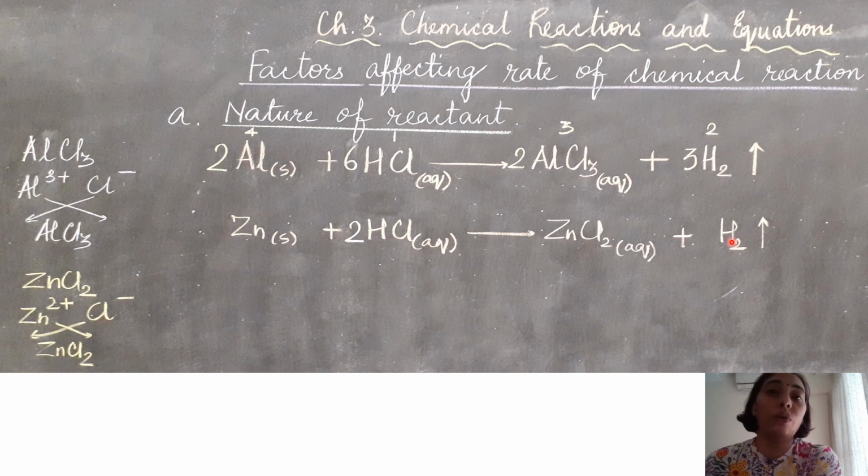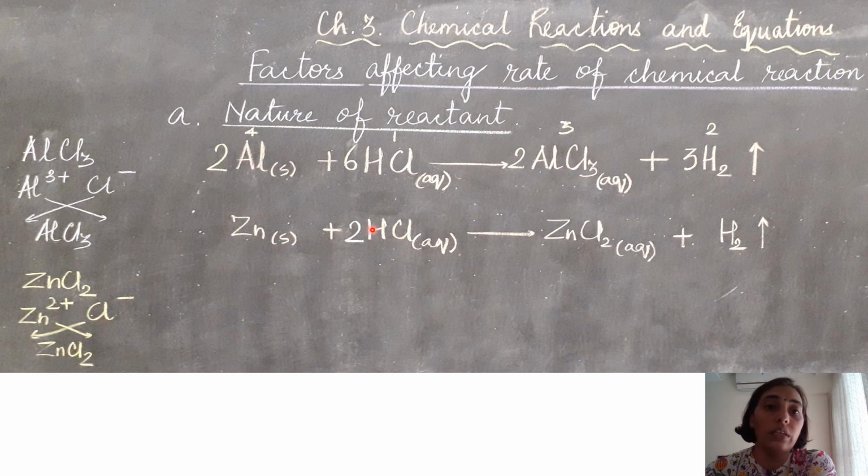So here two things we have to study, that is the nature of the reactant. Aluminium's affinity for hydrochloric acid is greater as compared to that of zinc for hydrochloric acid. Since the nature of aluminium is such that it reacts with hydrochloric acid vigorously and its affinity is greater, we find that the hydrogen gas evolves faster as compared to zinc.